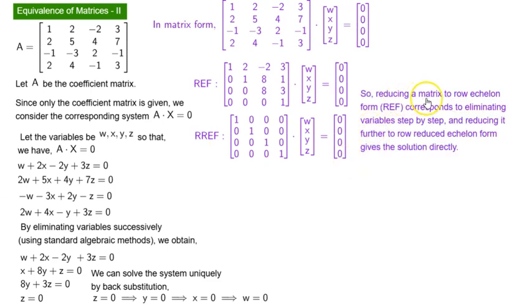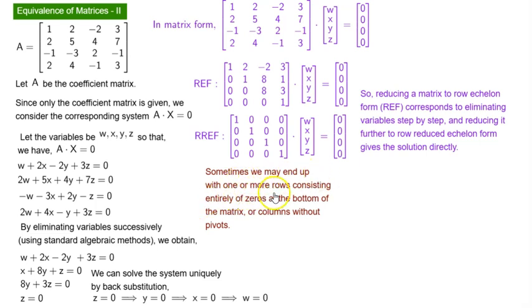So, reducing a matrix to row echelon form corresponds to eliminating variables step by step, and reducing it further to row reduced echelon form gives a solution directly. Sometimes we may end up with one or more rows consisting entirely of zeros at the bottom of the matrix or columns without pivots. Here, every row has a pivot, every column has a pivot.